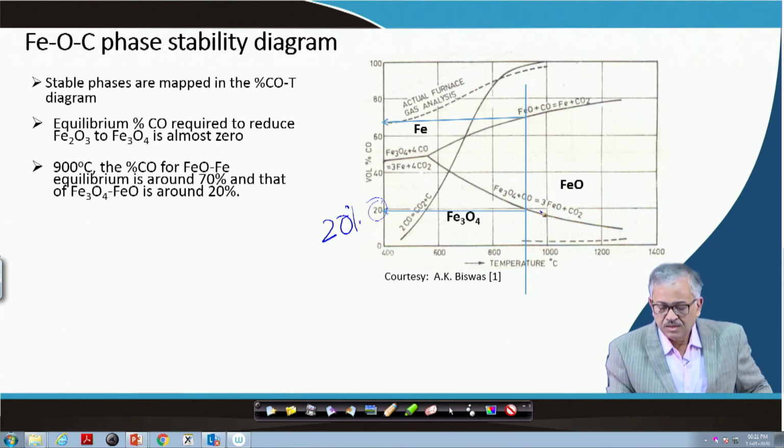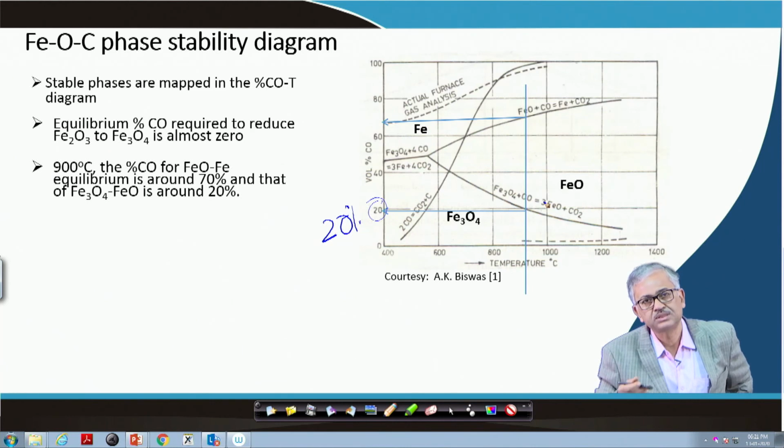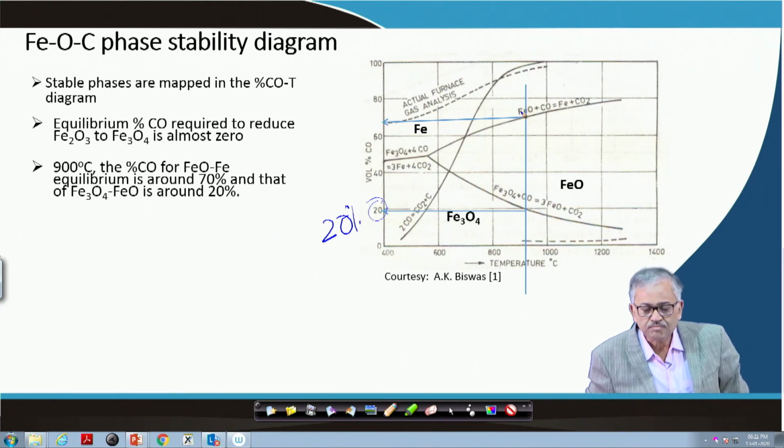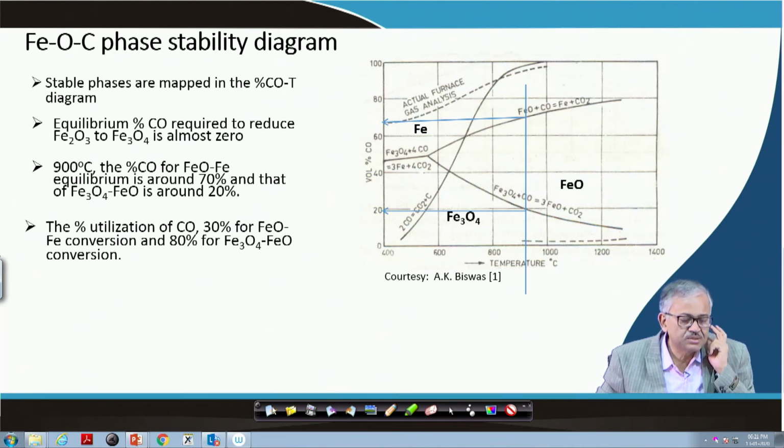Similarly, for Fe3O4 to FeO, you can utilize 80% of the CO, and 20% will be in equilibrium. But in case of FeO to Fe, 70% will be in equilibrium and you can utilize only 30% of the CO. So, the percentage utilization of CO is 30% for FeO-Fe conversion and 80% for Fe3O4-FeO conversion.